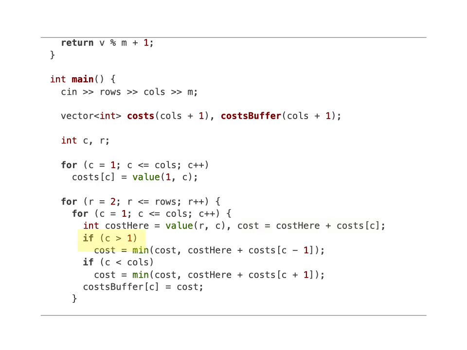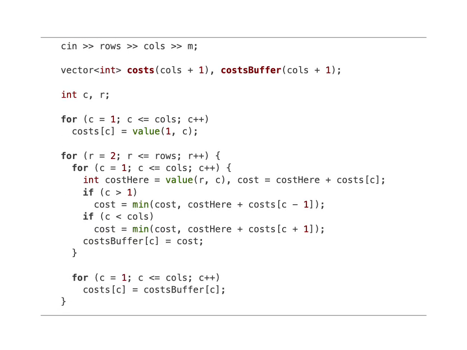If we can enter from the left, then we take the least cost so far. If we can enter from the right, then we again take the least cost so far. And then we finally store the least cost into the respective position in the buffer array.